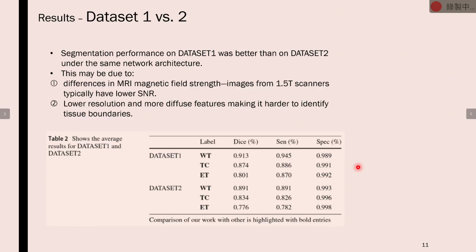And these are the results. It compares dataset 1 and dataset 2. The segmentation on dataset 1 is better than on dataset 2. One major reason is that dataset 2 includes 1.5 T MRI scans with lower signal-to-noise ratio, leading to blurry features and poor resolution. This makes it harder for the model to detect tumor boundaries.